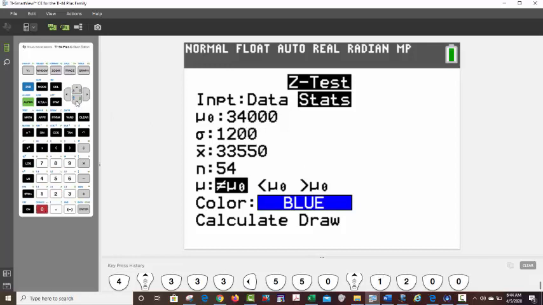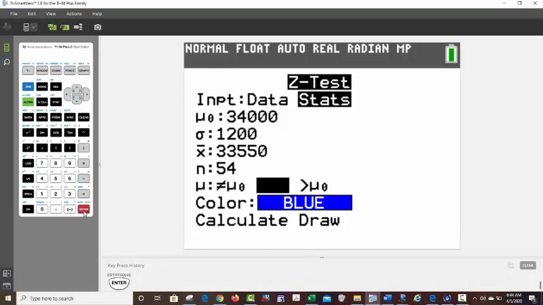Now, the important part right here: which one of those three? I select the appropriate alternative, which is less than for this one. If you pick the wrong one, the test statistic still calculates the same way because it's not dependent upon the hypothesis. It's just a calculation. But the p-value is, and it would calculate the wrong area for you. Calculate.